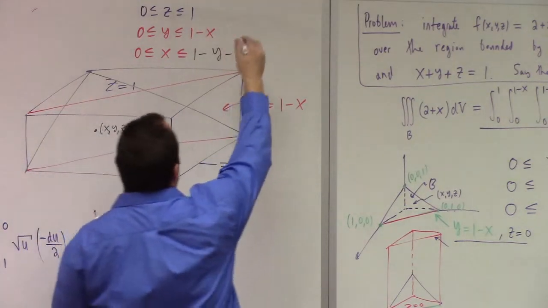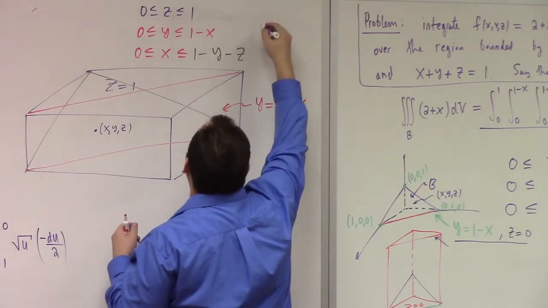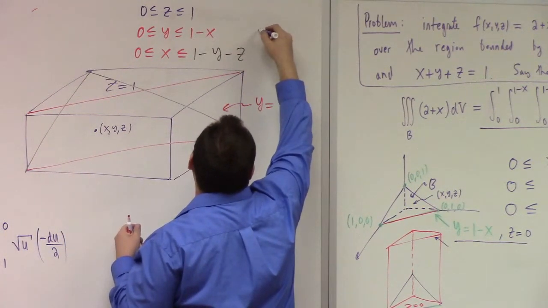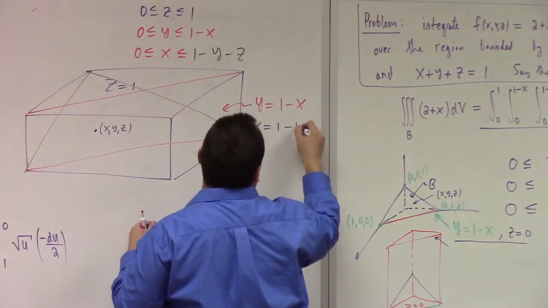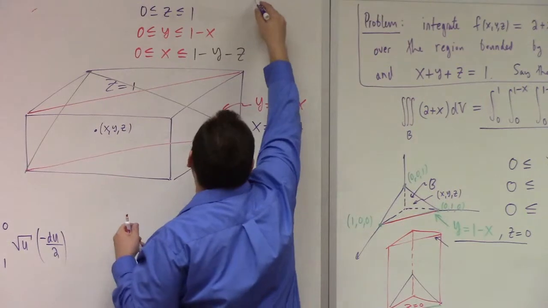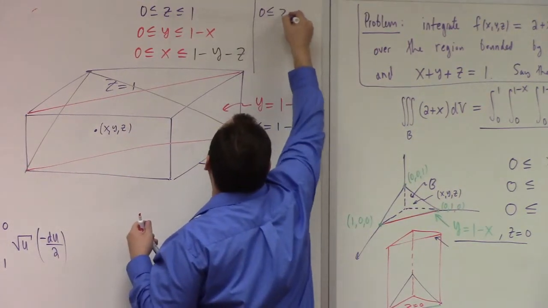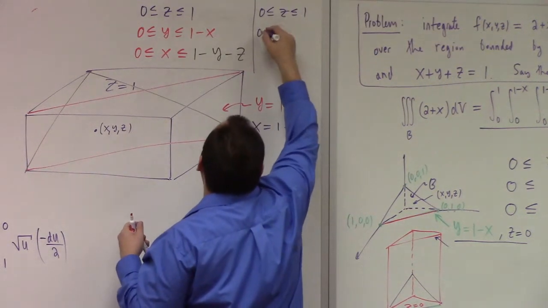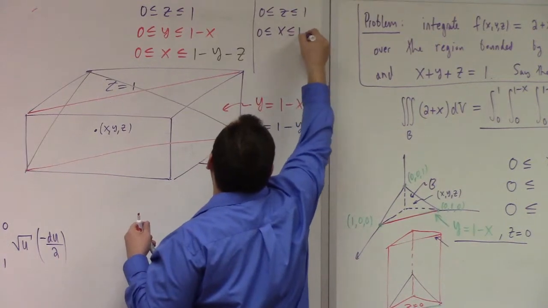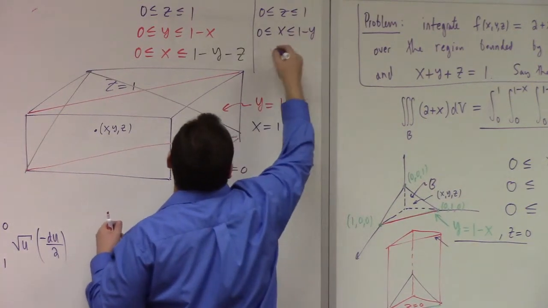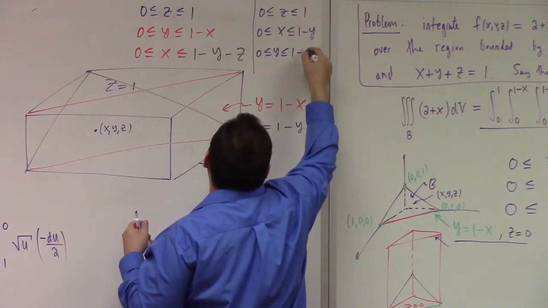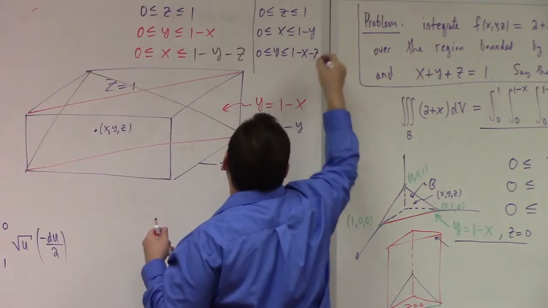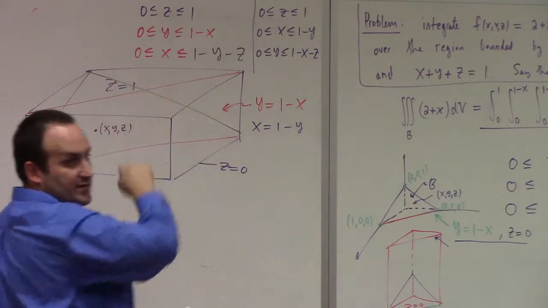Now, you could have also gone the other direction. You could have equally well chosen here to say x is equal to 1 minus y, right? And you could have replaced this with 0 less than or equal to z less than or equal to 1, 0 less than or equal to x less than or equal to 1 minus y. But then, in the last step, you get 0 less than or equal to y less than or equal to 1 minus x minus z. That's another way you could set up the integral.